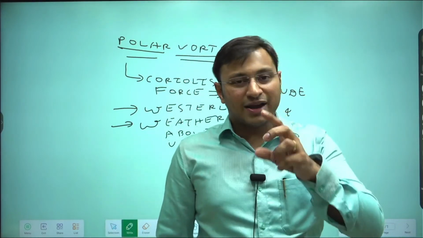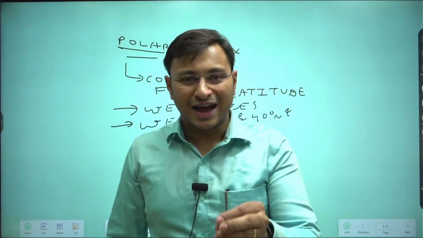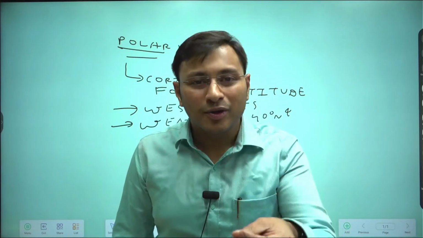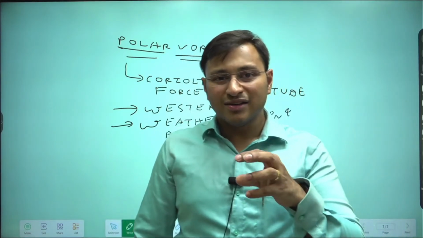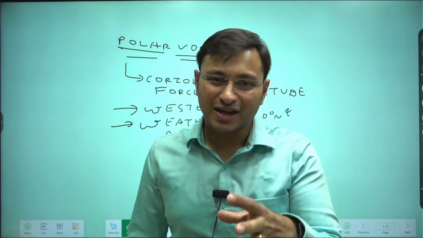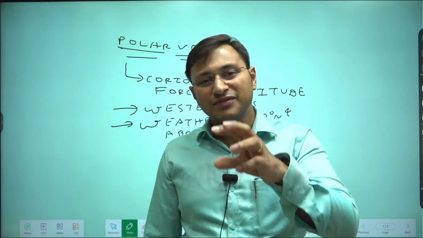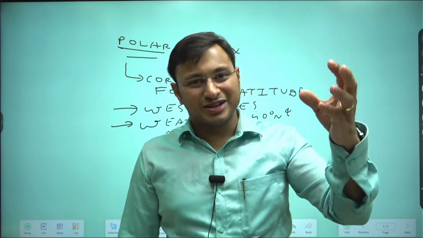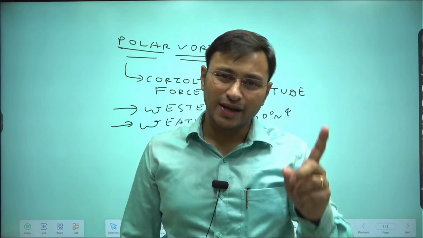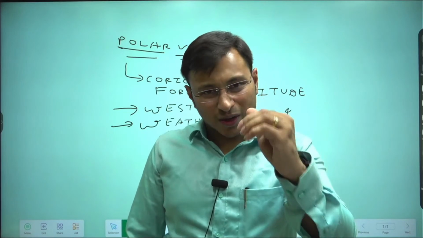Okay. And the Coriolis force has got to do what? Coriolis force has a sine angle component with the latitude. Sine angle component means what? That if you consider the Coriolis force at the equator, sine 0 will equal 0. Whereas if you consider the Coriolis force at the poles, sine 90 will equal 1. So Coriolis force will increase from the equator towards the poles.